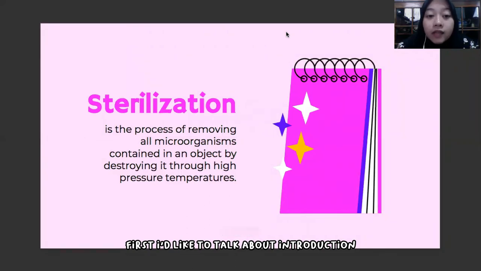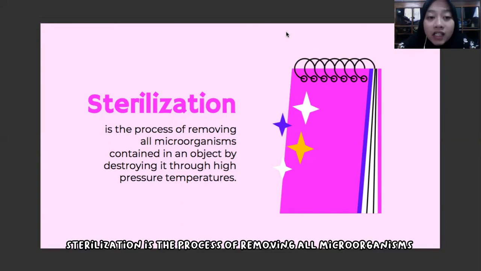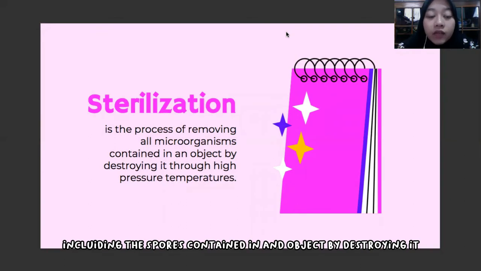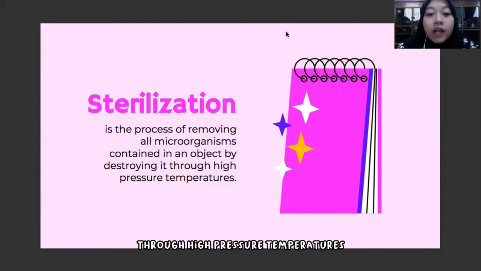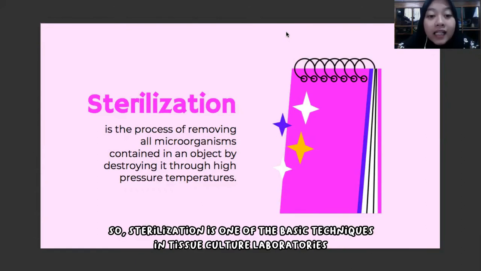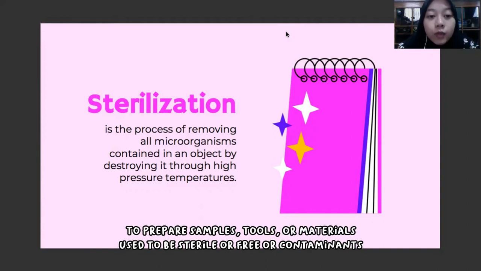First, I would like to talk about introduction. What do we need to know? Sterilization is the process of removing all microorganisms, including the spores, contained in an object by destroying it through high-pressure temperatures. So, sterilization is one of the basic techniques in tissue cultures laboratories to prepare samples, tools, or materials used to be sterile or free of contaminants.